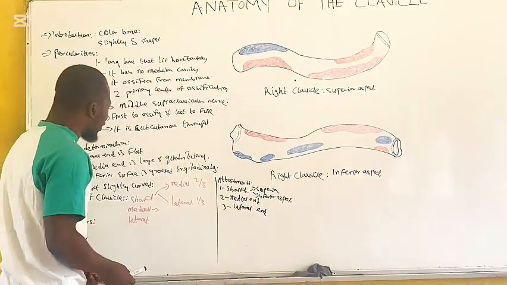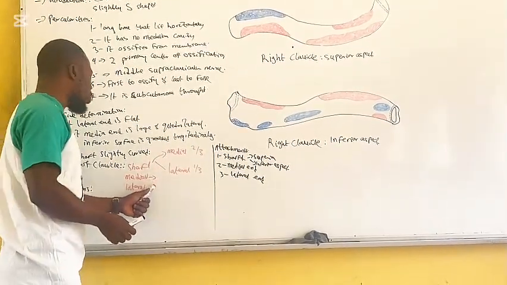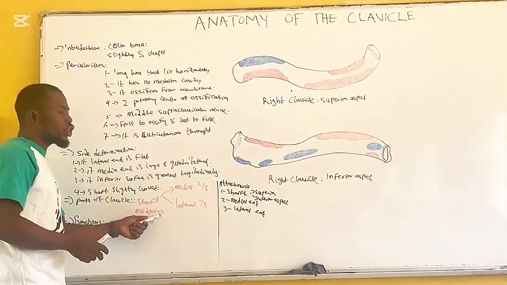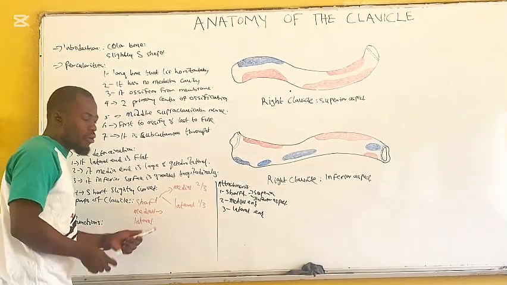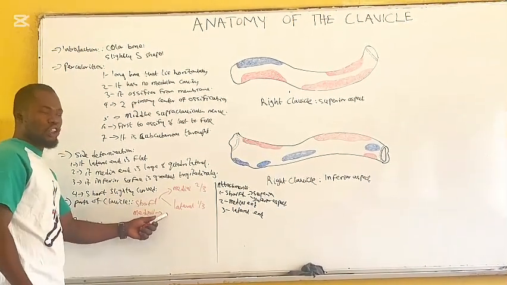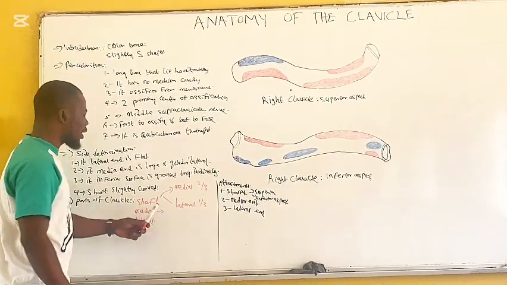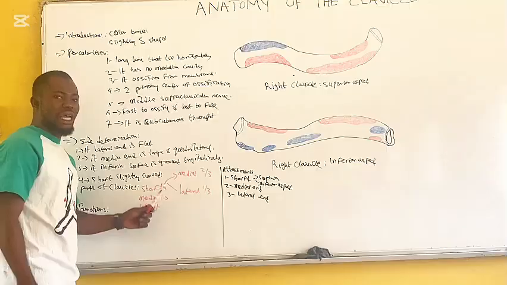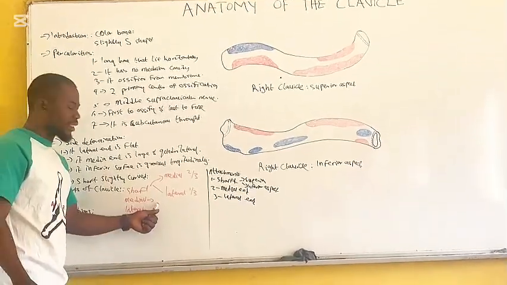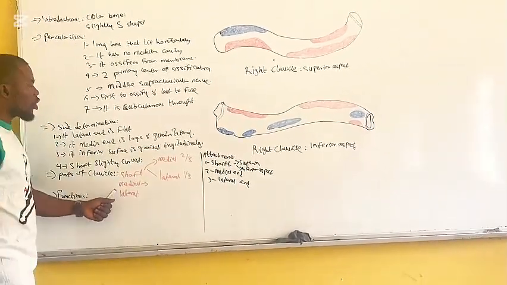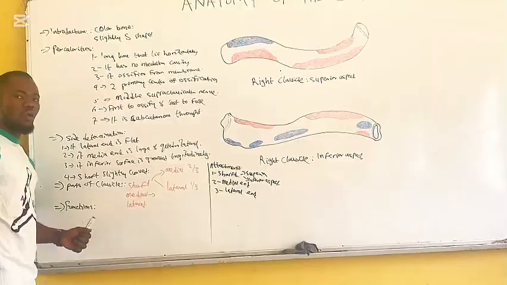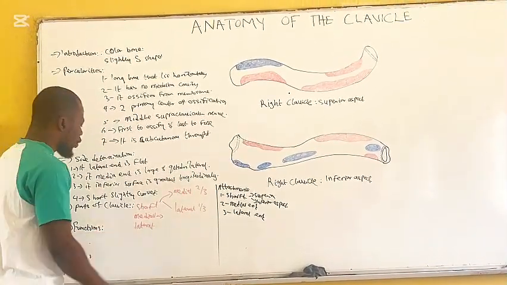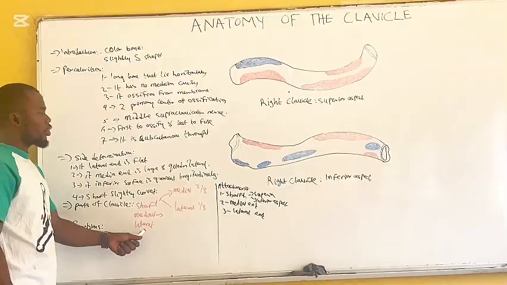Now, to the medial end. The medial end of the clavicle is quadrilateral, and it provides an attachment to the joint capsule of the sternoclavicular joint, and it also provides an attachment to the ligament called the interclavicular ligament, as well as the articular disc. The lateral end of the clavicle is flattened from above downward. It gives an attachment to the joint capsule of the acromioclavicular joint.